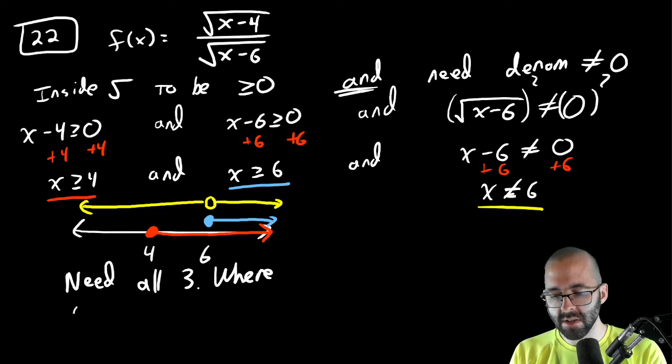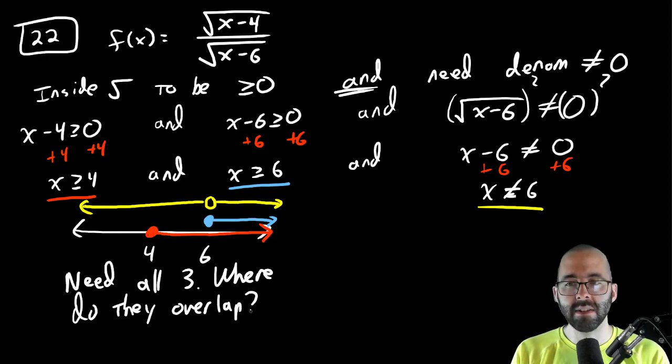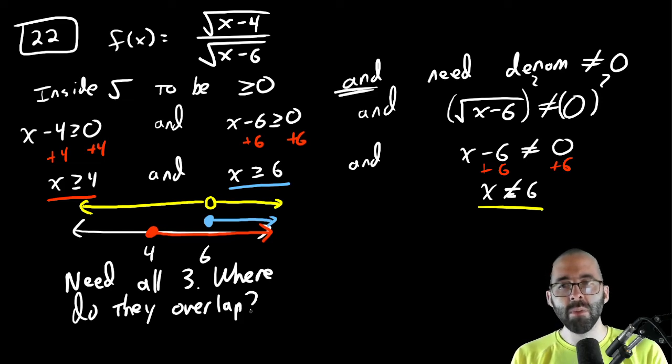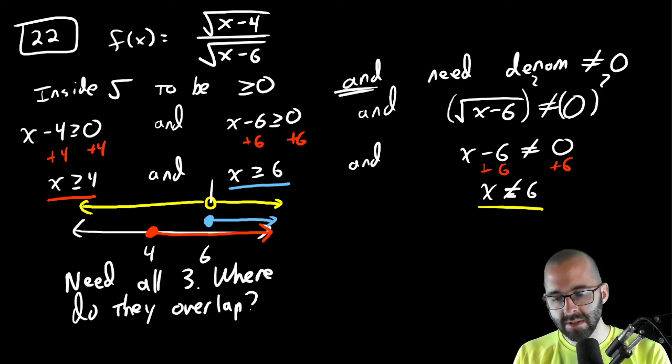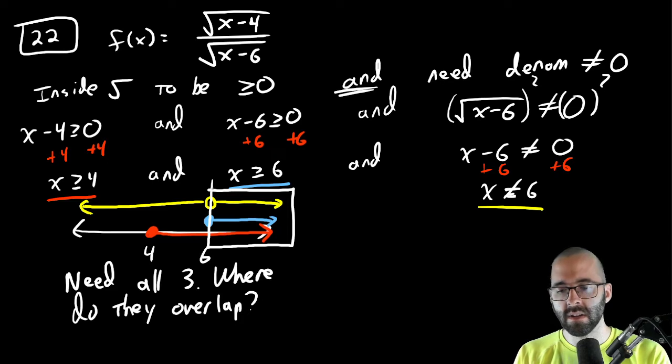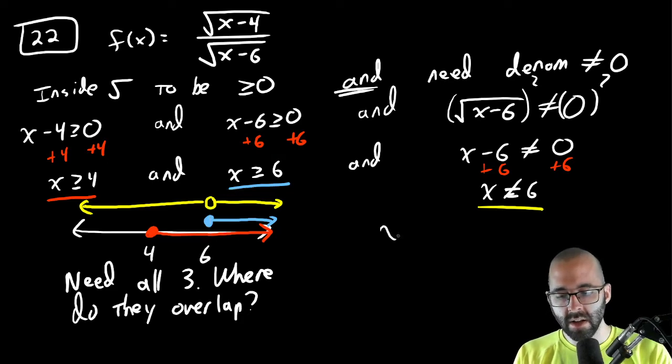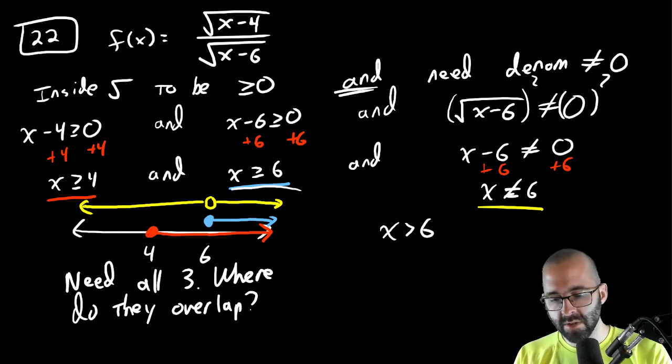So the question is, where do they overlap? That's our answer. What parts of the number line have all 3 of these? And the answer is right here. They overlap when x is strictly bigger than 6. Right? Because notice the yellow bubble's not filled in. They overlap right here.